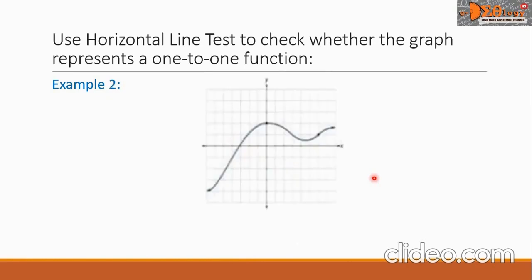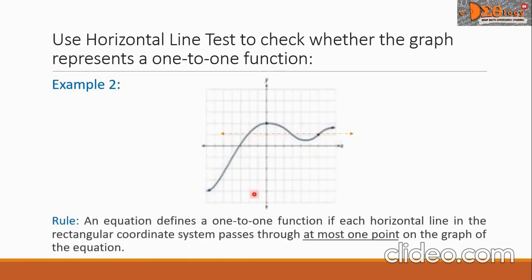Let's have example 2. Again, let us use the horizontal line test to check whether this graph represents a one-to-one function. Let us draw a horizontal line anywhere on the graph. So this is the horizontal line, and we can see that it touches the graph in 3 points.